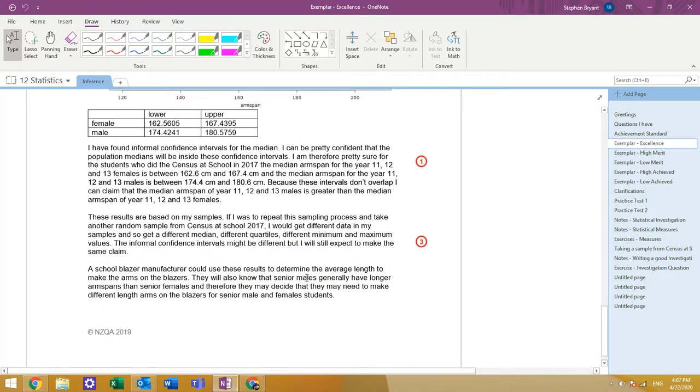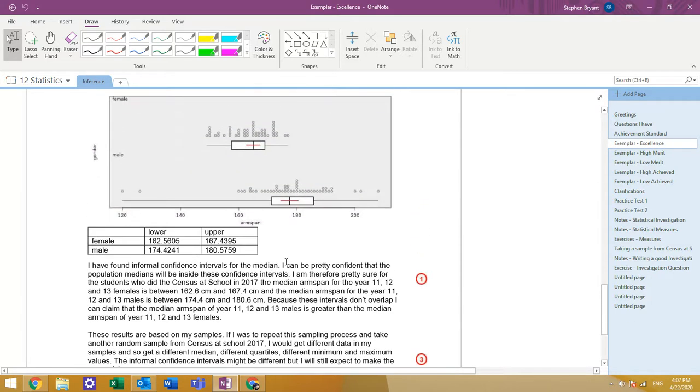So now it's about writing that up in the proper way. The blazer manufacturers should know that boys on average have a longer arm than girls. I can tell that because of my graphs not overlapping and my informal confidence intervals not overlapping.